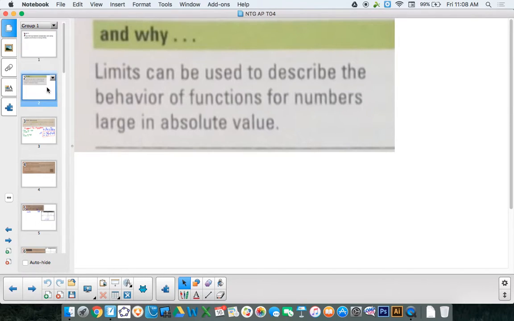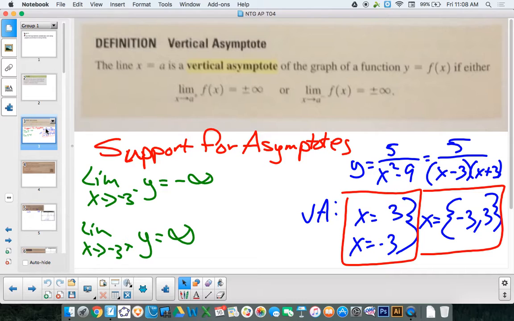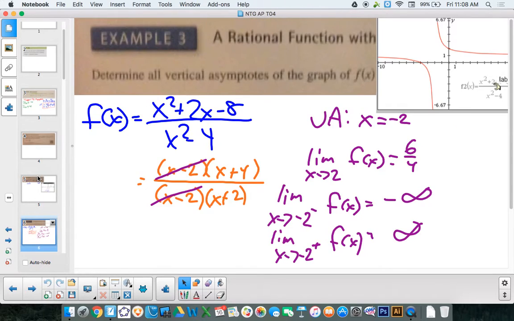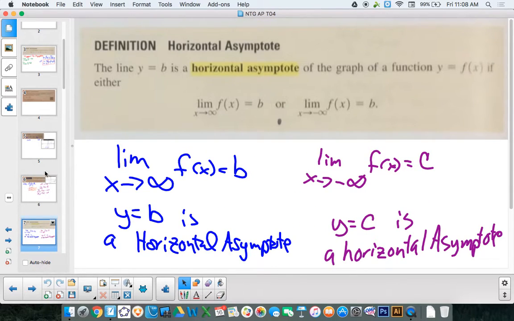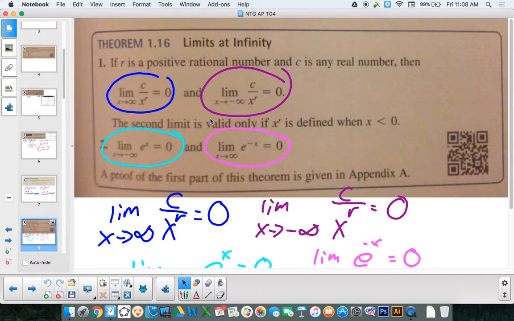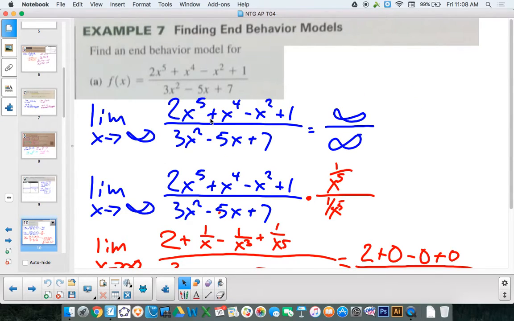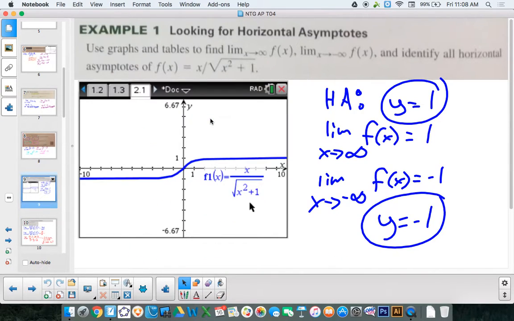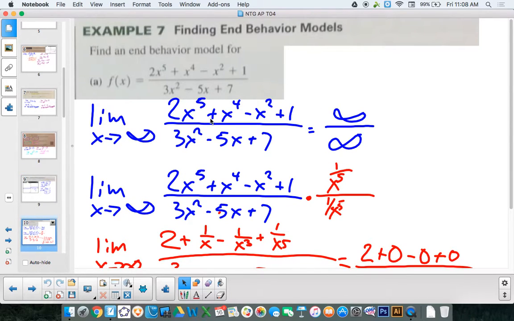If you remember the vertical asymptotes, basically what makes the denominator 0, and we use the limit definition right here as support for that. And then horizontal asymptotes, that was where we take the limit as x approaches infinity, and we'll get our horizontal asymptotes. We did a graphical representation when there was a radical involved, and then we did some rational functions.